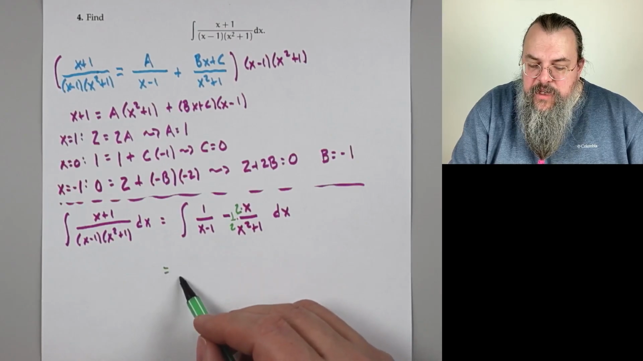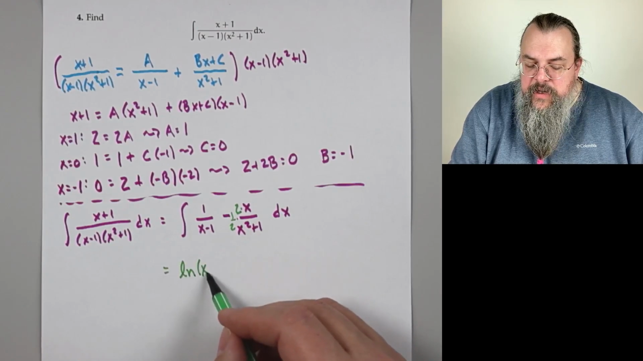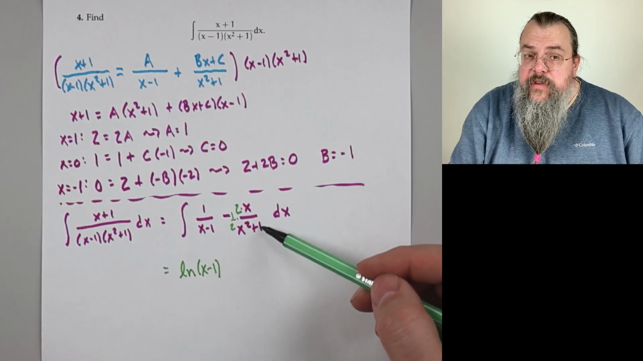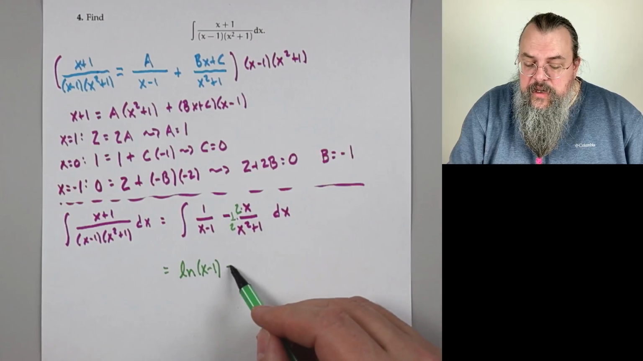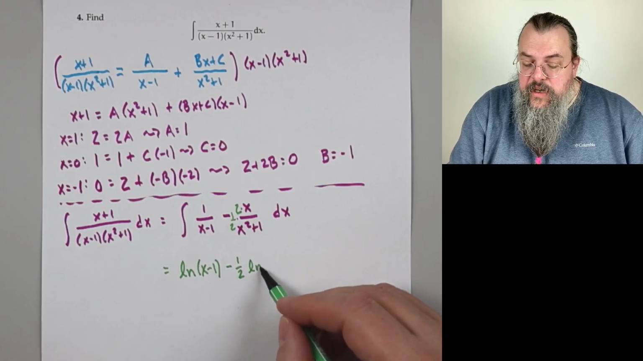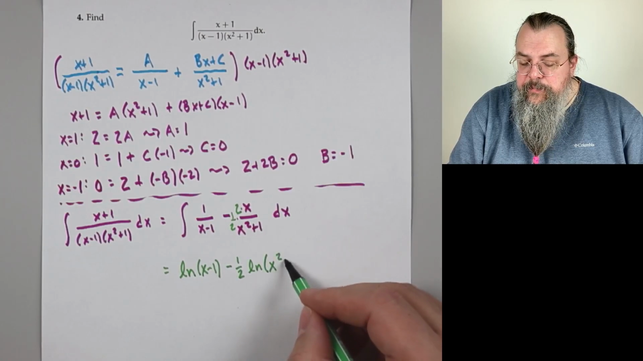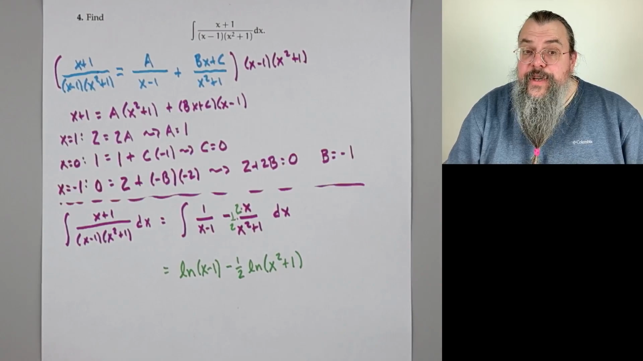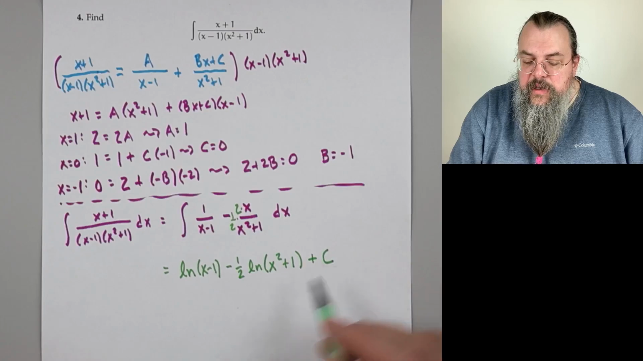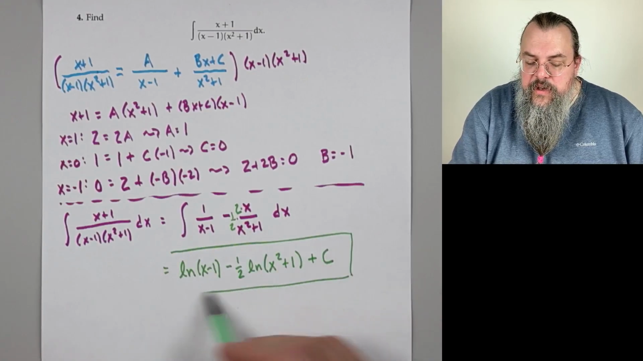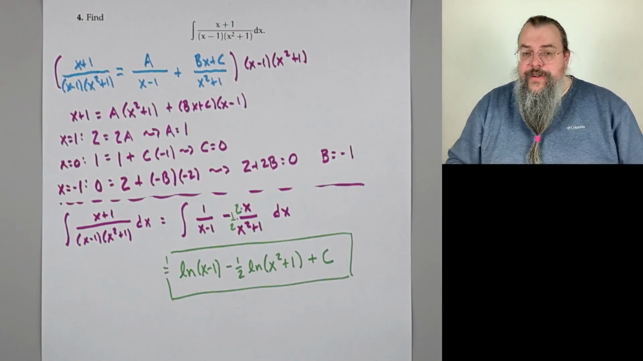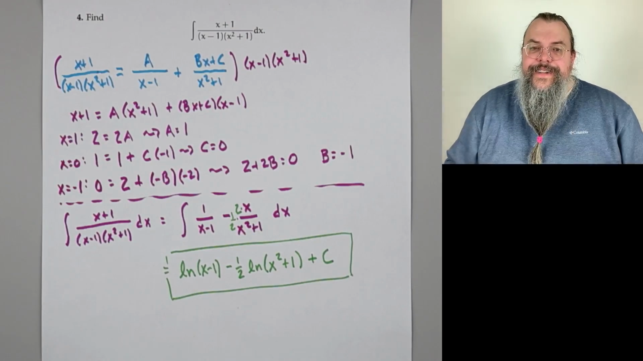The first part would be log x minus 1. And then the second part, we see x squared plus 1 downstairs, 2x upstairs. And so whenever you see function downstairs, derivative upstairs, that's the natural log of the downstairs. So minus a half natural log x squared plus 1, and of course, plus c. Don't forget that, important. And there we are. There it is. There's the integral. We found it. Woohoo! Nice.